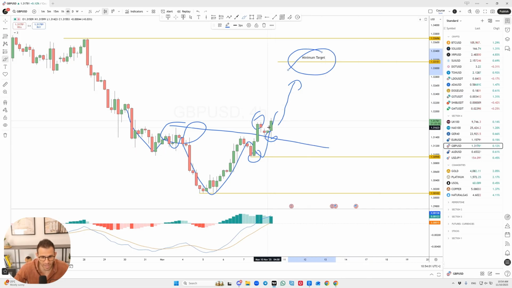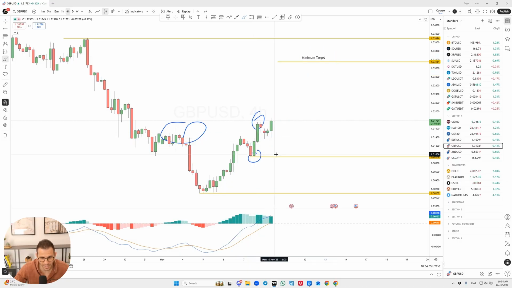1.33151. But on the other hand, if something changes and the pattern fails, the price will first test this key level of support, and in case it closes below, this is the next key level to watch on your charts.